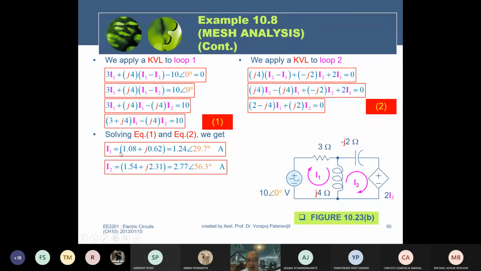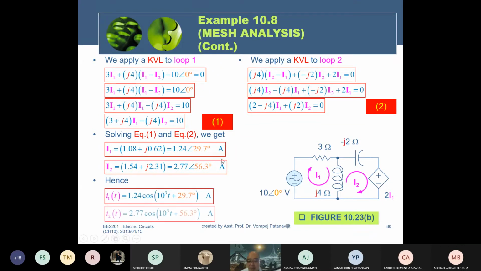This gives you I1 equal to 1.0 plus 0.6j, or equal to 1.24 at about 30 degrees. I2 equal to 1.5 plus 2.3j, or equal to 2.8 at 56 degrees. Or you can convert them into the time domain form.